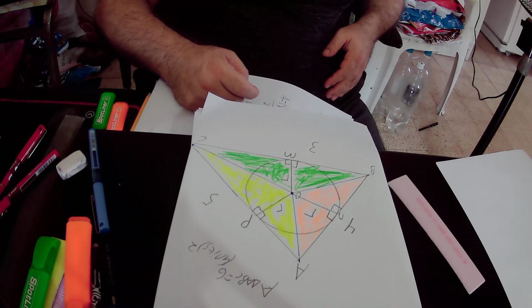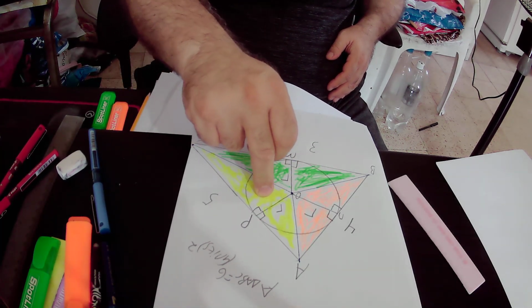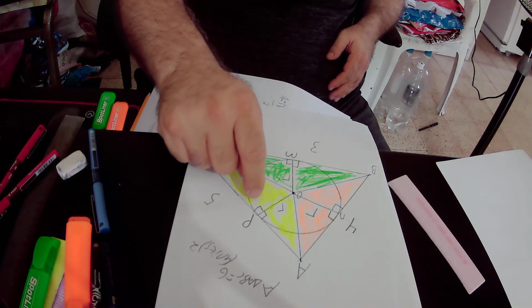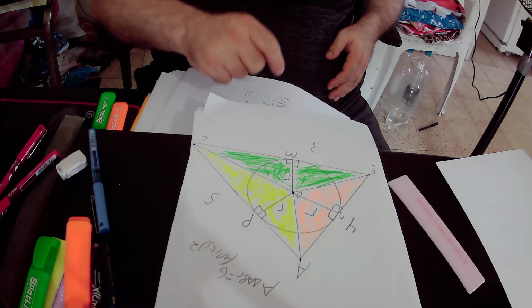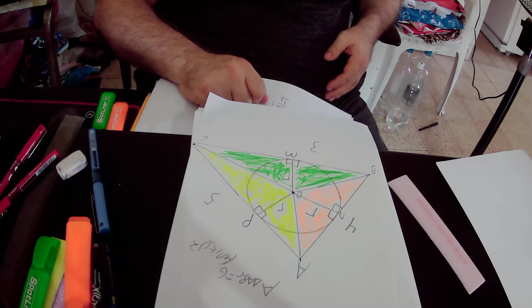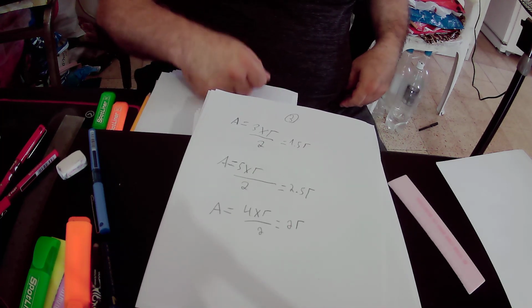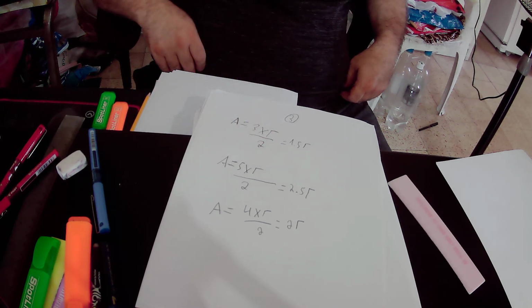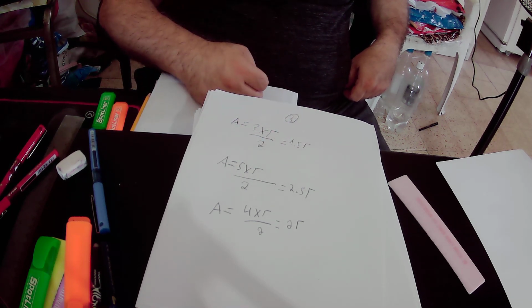The area of the yellow triangle will be equal to the base of the triangle, that is 5 units, times the height of the yellow triangle, that is the radius of the circle. Again, because the radius creates 90 degrees with the circle. So the area of the yellow triangle equals the base, 5 units, times the height, the radius, all divided by 2. 5 over 2 equals 2.5 times the radius. So this is the area of the yellow triangle.